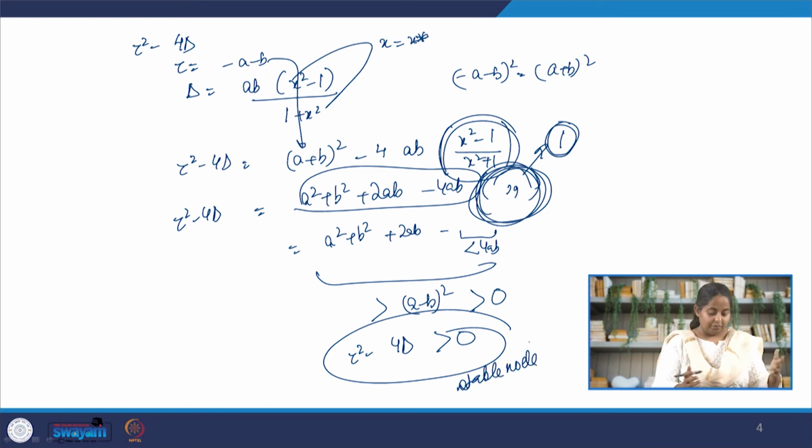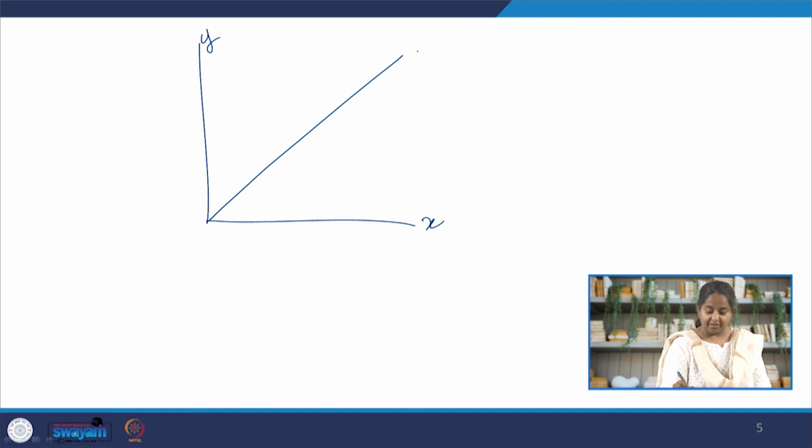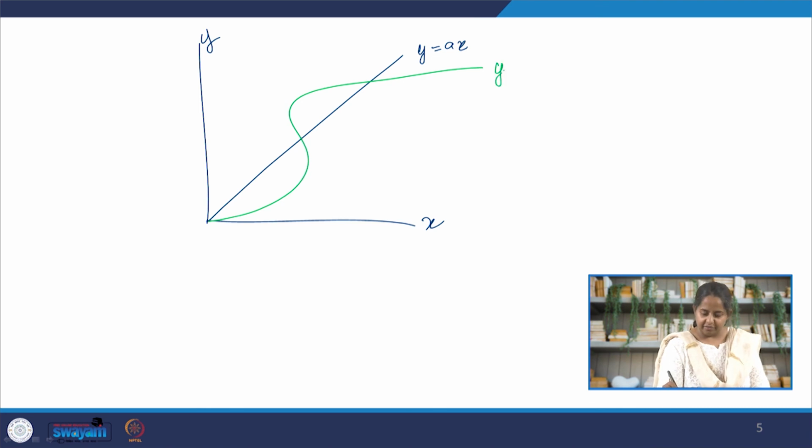Now let's go back to our model. We have x here, we have y here. This is our x null cline, y is equal to ax. And then we have our y null cline, which looks like this. It's a sigmoidal curve. When a is sufficiently small, we have a stable fixed point here. We have a saddle here, and we have a stable fixed point here. So our suspicions were correct. This is doing a very good job modeling the biochemical switch.